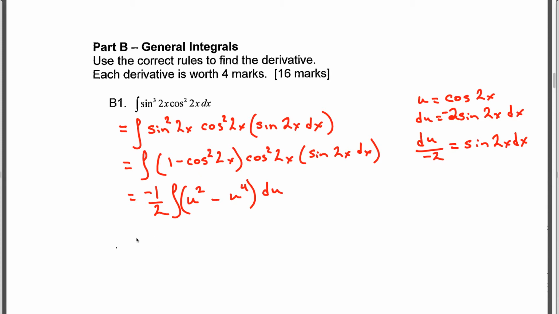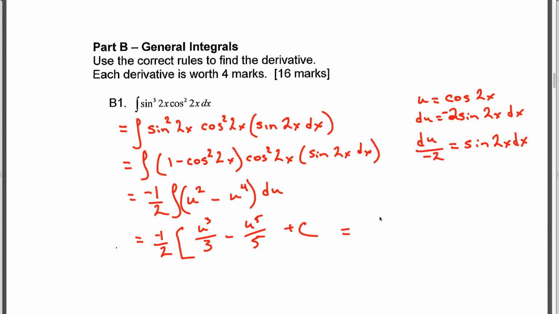And we're almost finished, so we can integrate now. Minus 1/2 times u to the 3 over 3 minus u to the 5 over 5 plus a constant. And we can multiply through the half and substitute.